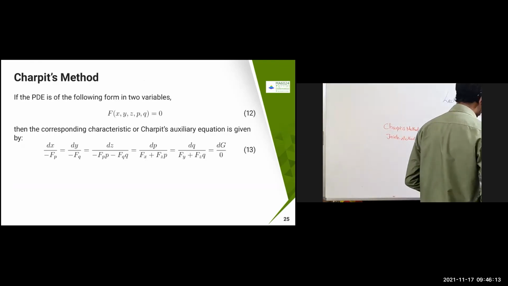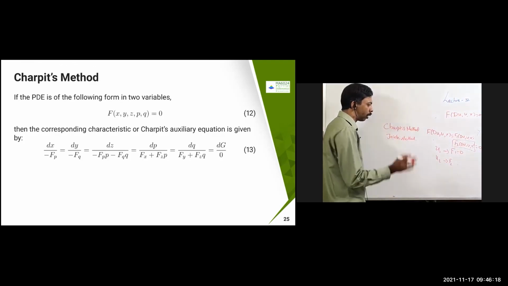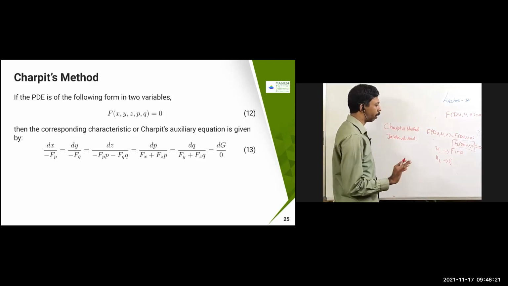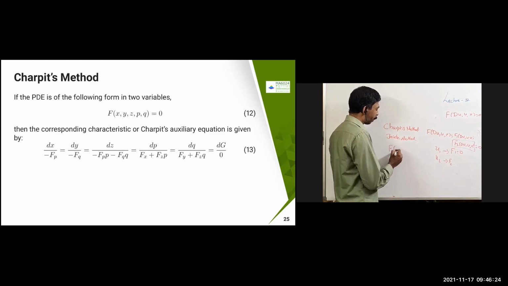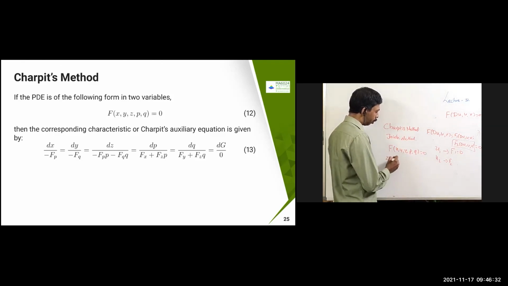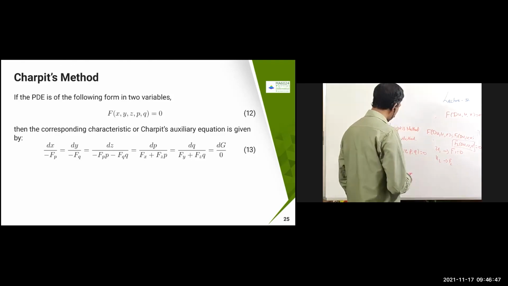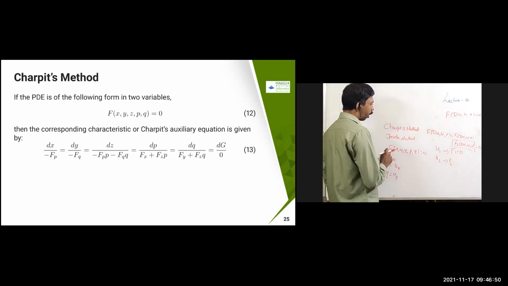Let me explain what Charpit's method is. These are all simple problems that we will discuss either in 2D or 3D. So let us see this problem: f of x, y, z, p, q equal to 0. Here z means u, p means ux, q means uy. Because it is 2-dimensional, I am taking the 2-dimensional case, so with 2 variables we get the same setup.